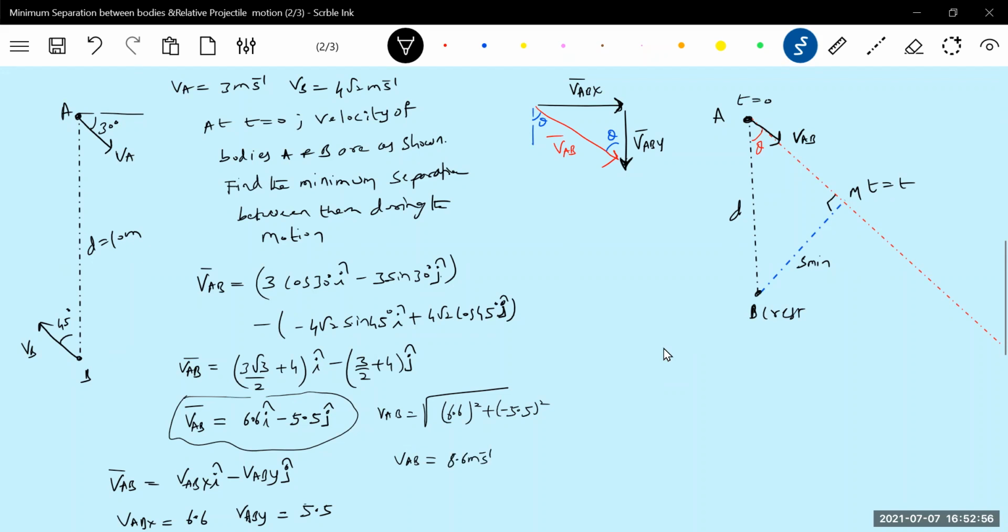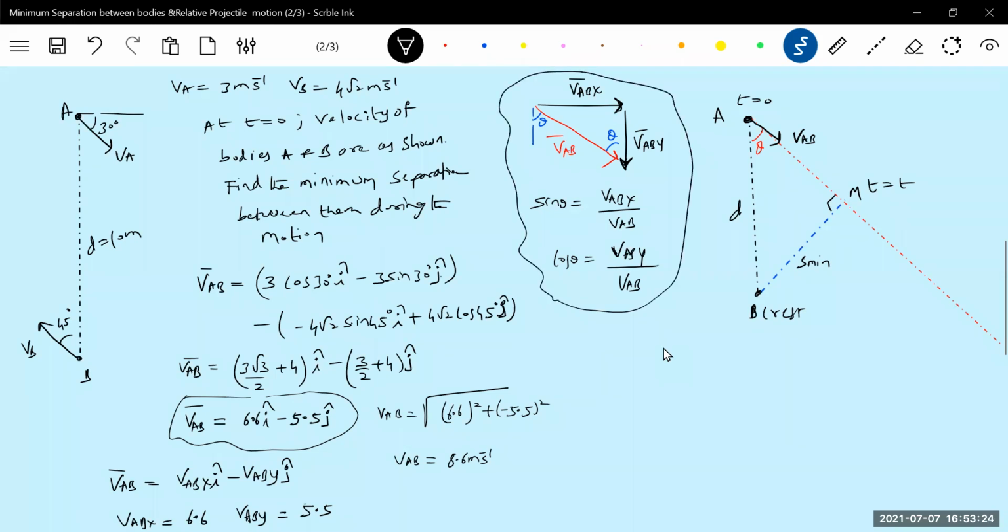Now we have to define the theta. I can easily define sin theta equal to VABx by VAB, and cos theta equal to VABy by VAB. Now can we define that minimum distance? Looking at this triangle, this is, I think, common in every problem: sin theta and cos theta should be determined by the velocity triangle, the relative velocity triangle.